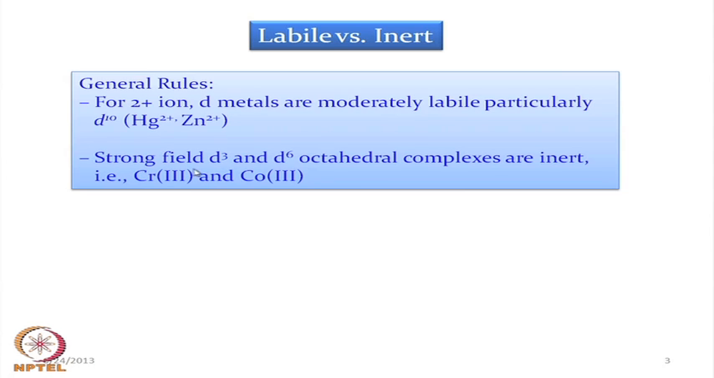But the corresponding compounds of other groups, that means the strong field d3 and d6 octahedral complexes, which have large crystal field stabilization or ligand field stabilization energies of -12 Dq in octahedral geometry or -24 Dq, react not very fast. They are called inert or robust compounds because they will react more slowly.